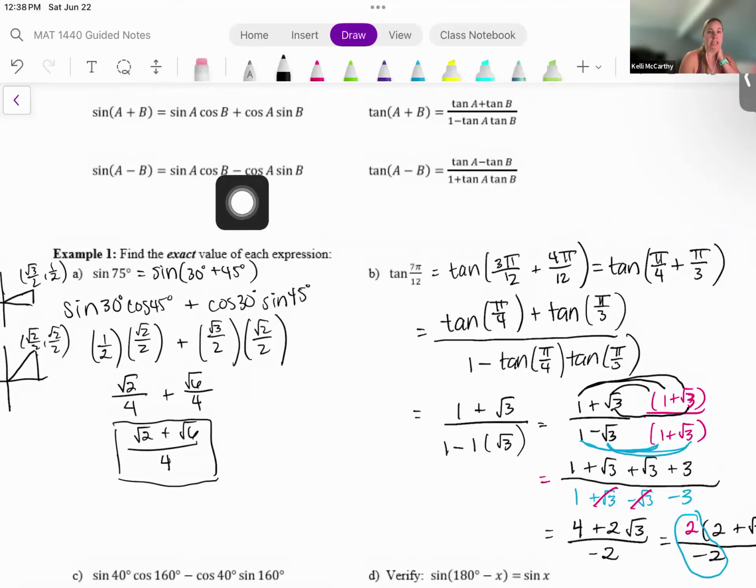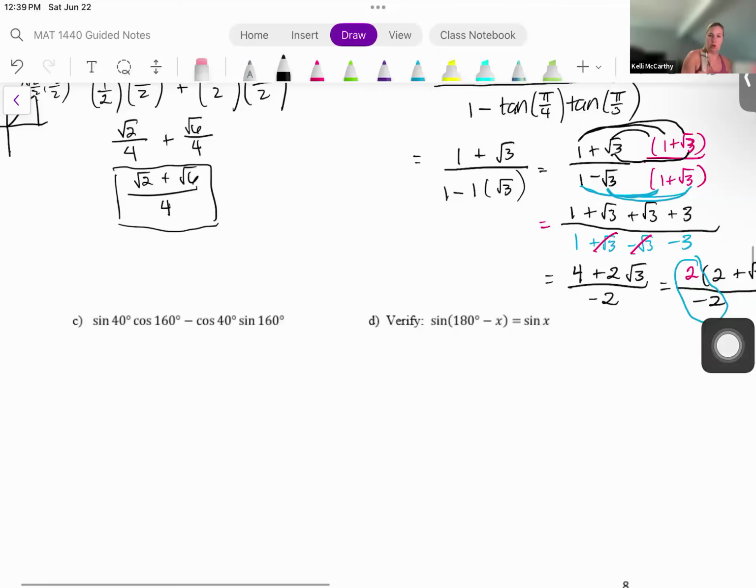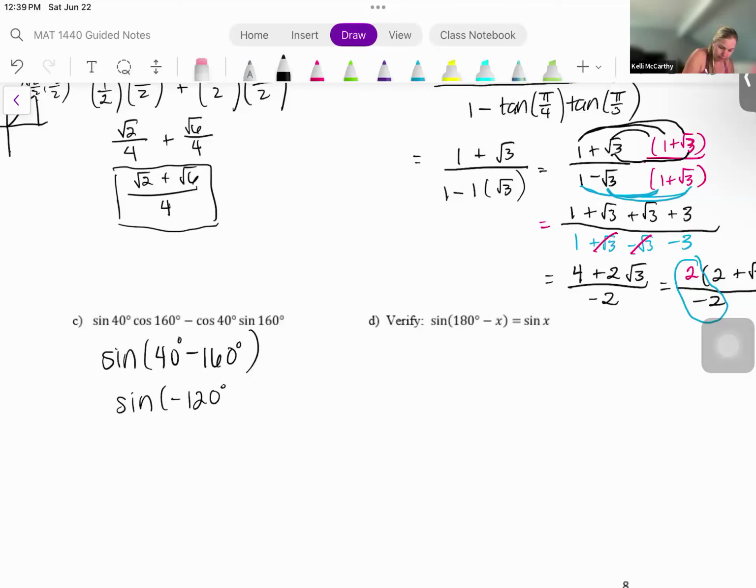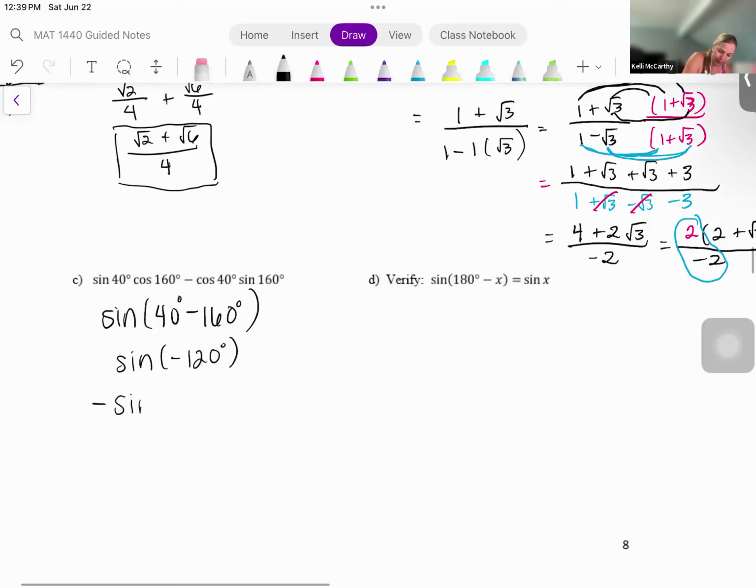Now we want to pay attention to the sign. If it's plus between those two terms, this is the sum formula for sine. If it's minus, it's the difference formula for sine. Since it's minus, we're going to combine this as sine of 40 degrees minus 160 degrees. That is the same as sine of negative 120 degrees. Now we can use those even odd properties that we saw in a previous video. Since sine is an odd function, sine of negative 120 degrees is the same as negative sine of positive 120 degrees.